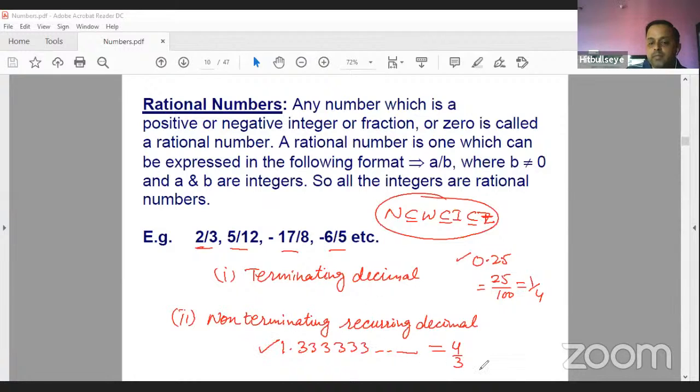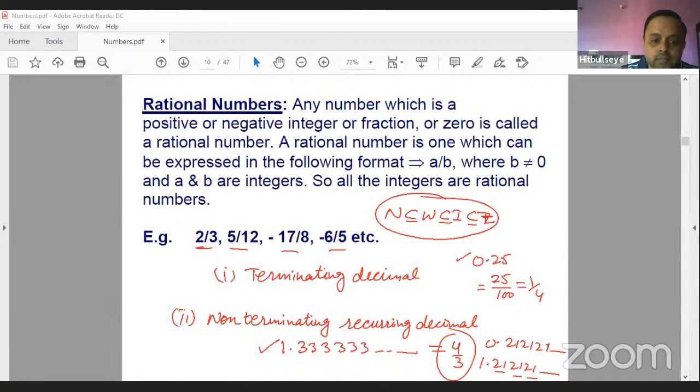Sunny has given another example, 0.21212121 and so on, or you can also take 1.21212121. The basic logic is that the digits after the decimal, even if they are never ending, should be repeated using a particular pattern. So these kinds of numbers, non-terminating recurring decimals, can also be expressed as rational numbers, just like 1.333 is nothing but 4 by 3.